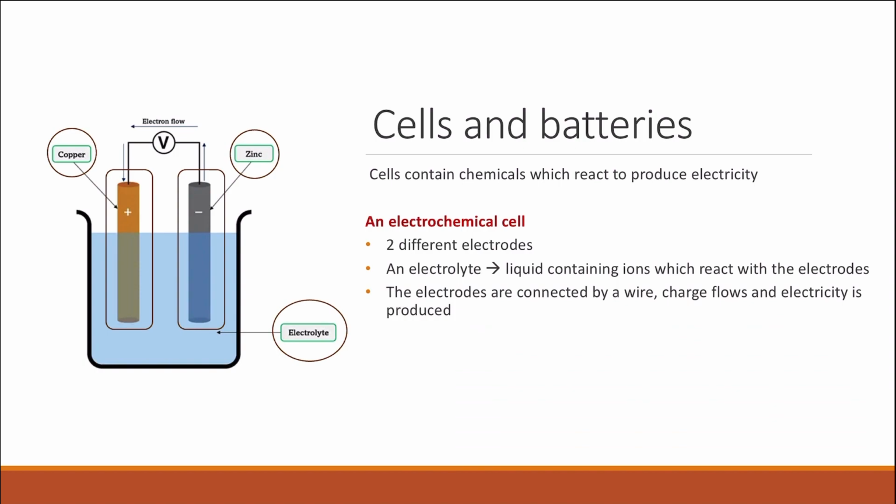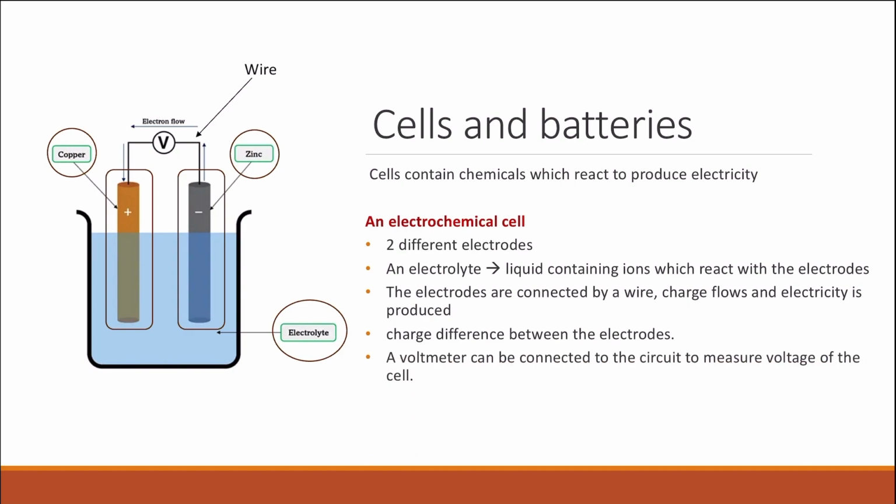The two electrodes are connected together by a wire, and the wire will allow the charge to flow and electricity to be produced. And because there is some charge difference between the two electrodes, we can have a voltmeter, and the voltmeter can be connected to the circuit to measure the voltage of the cell.